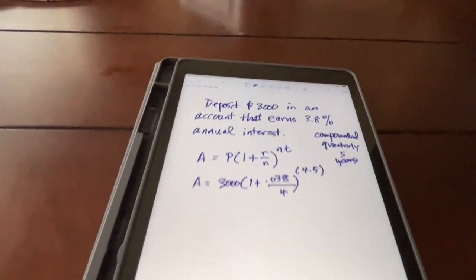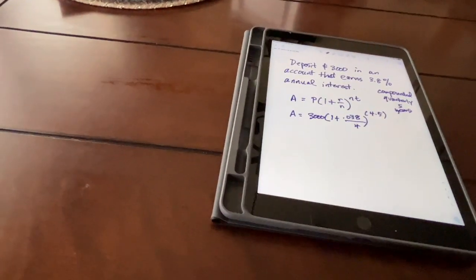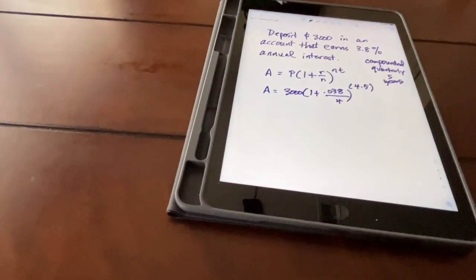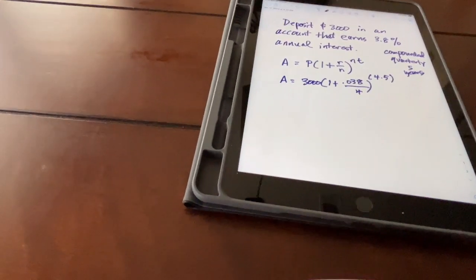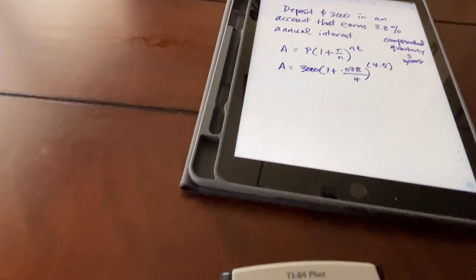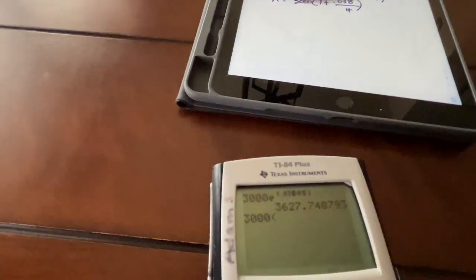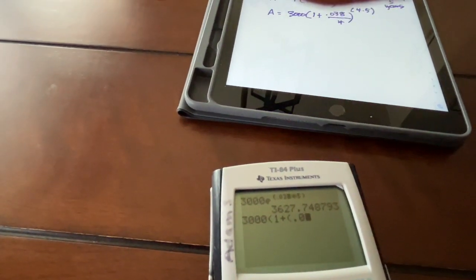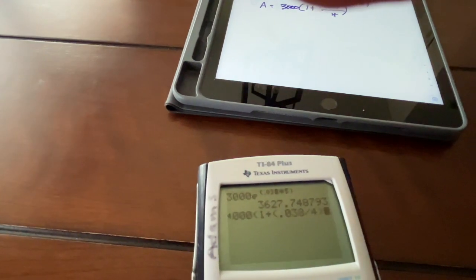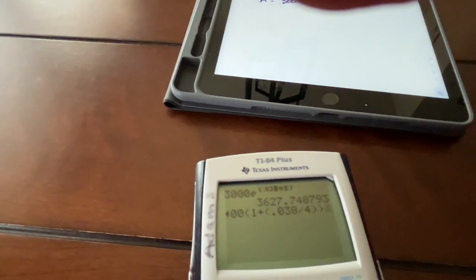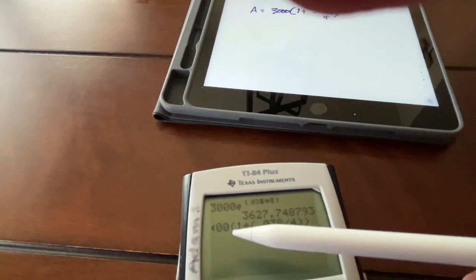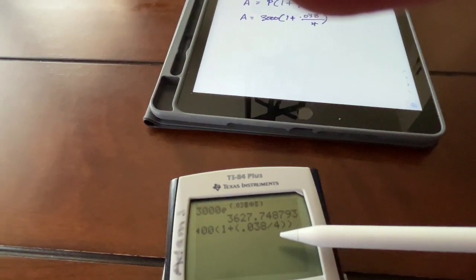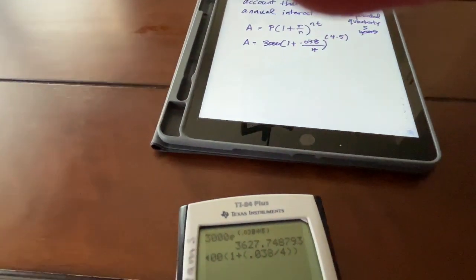So let me swap over for a minute to this calculator, and let me put that in. So 3,000, you've got to be careful typing this in, 3,000, and then in parentheses, 1 plus, and then I want to do that fraction in parentheses. So notice it's 0.038 divided by 4. So I'm going to use parentheses, 0.038 divided by 4, and then close the parentheses. And then I'm closing that parentheses again. So this is 3,000 times 1 plus, the fraction is in parentheses, and then I close the bracket there.